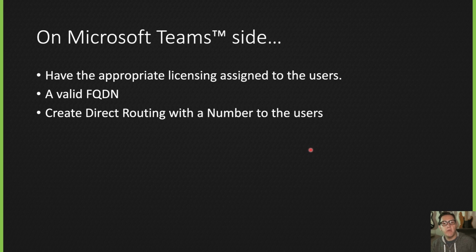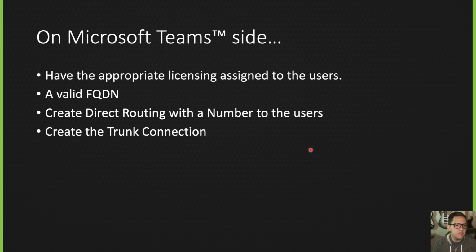You will need to create a direct routing with a number to the user. So on the Microsoft Teams side, you would need to have that numbering for the users. And once again, the direct routing and the numbering will only work if you have that phone system license. And to create the trunk connection, this is basically direct routing once again, to have that connection from Microsoft Teams to VitalPBX on a direct routing level.